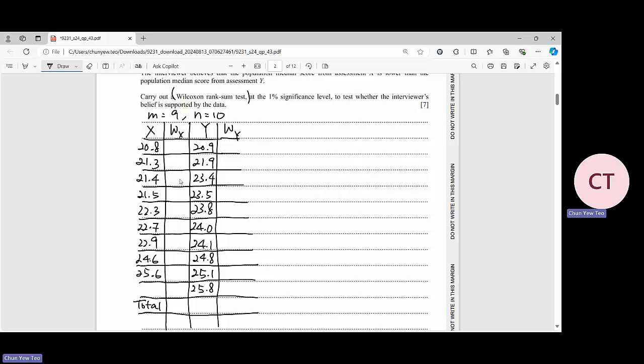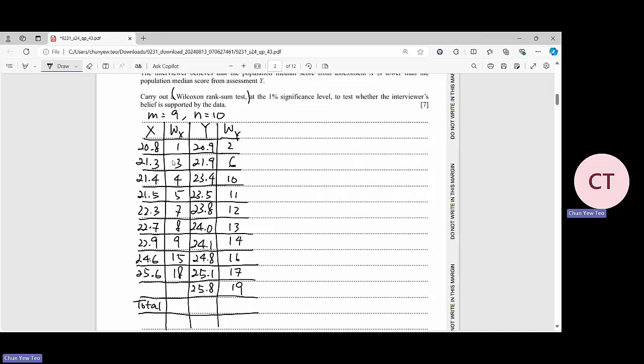Now I need to do the ranking. To do the rank sum test, I need to do the ranking. I start from the lowest, which is rank number 1. So this is the lowest, rank 1, and then 2, then 3, 4, 5, 6, then 7, 8, 9, 10, 11, 12, 13, 14, 15, and 16, 17, 18, and 19. So in total we have 19 data.